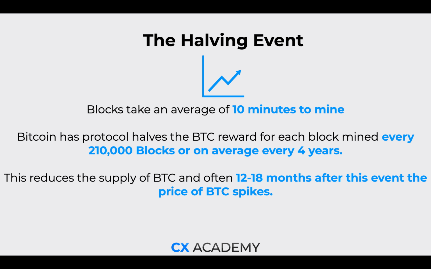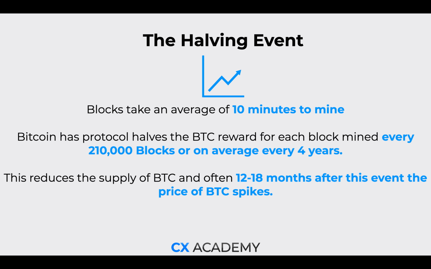So then, in terms of the halving event, now it's very important to understand how this links in with the block difficulty and the block time, the average time it takes to publish a block to the chain. So it takes around 10 minutes, okay, as we mentioned before. Bitcoin has a protocol which halves the Bitcoin reward, BTC being the ticker symbol for Bitcoin, okay, in case you see that on the slides. It halves the reward for each block mined every 210,000 blocks, or on average every 4 years.